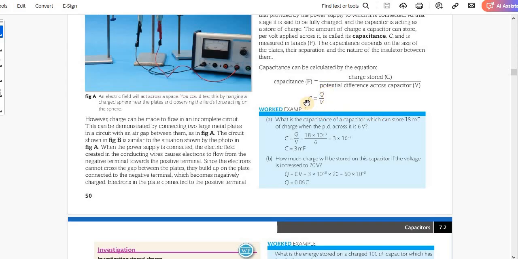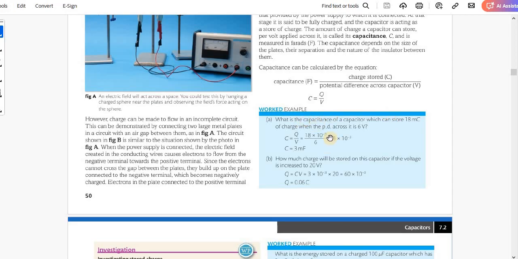Now remember, C is for capacitance. Don't confuse it with charge. We use the letter capital Q for charge. You might think charge also starts with C, and then you might think, okay, C is the charge. So don't make that mistake. Sometimes students may confuse that. So remember, C is for capacitance, Q is for charge. When you learn the equation for current, Q is equal to IT, there also you had Q. Q was the letter that we used for charge.